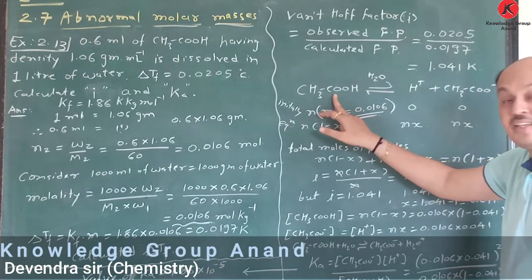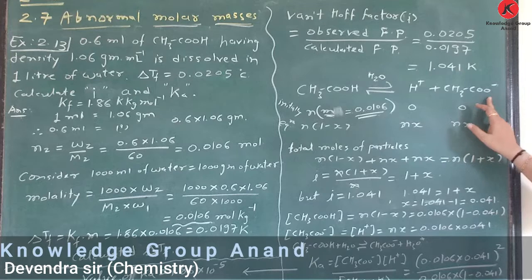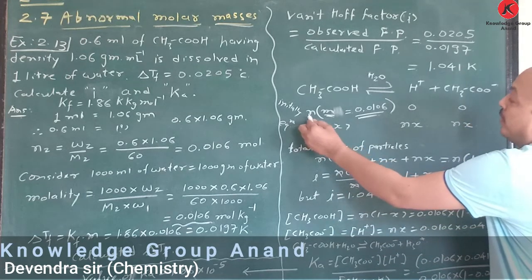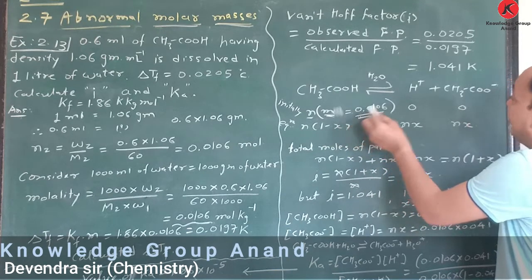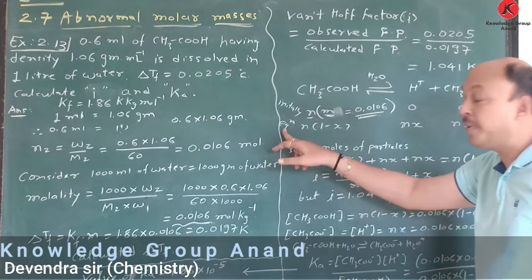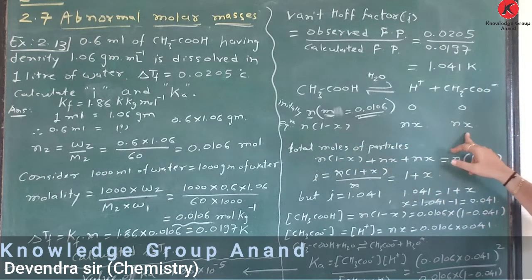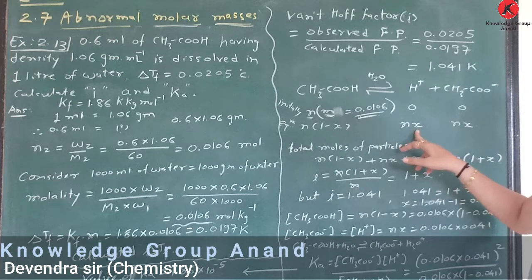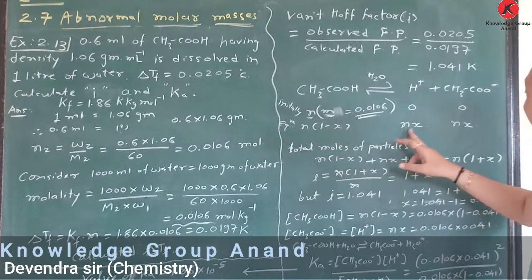Now acetic acid, if it is dissolved in water, dissociates into H plus and acetate ion. Initially, suppose we consider the number of moles is N. Actually, N is nothing but 0.0106. Consider this. Initially zero dissociation takes place. But at equilibrium, N into 1 minus x, and suppose they dissociate into Nx and Nx. Here actually x is considered for association, but here you consider it for dissociation also. Actually alpha must be there, but in the textbook x is given, so we write x. N into 1 minus x, Nx and Nx.